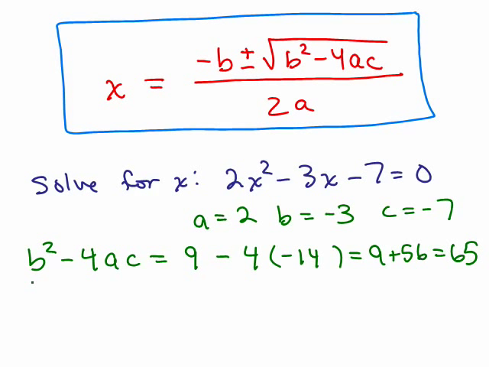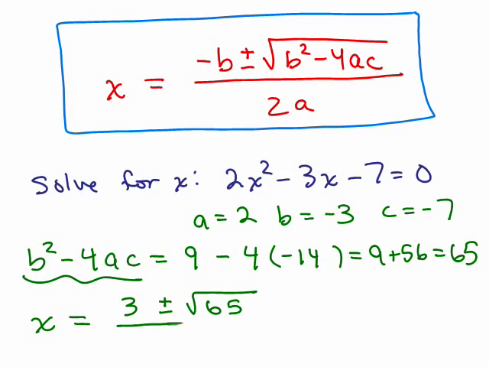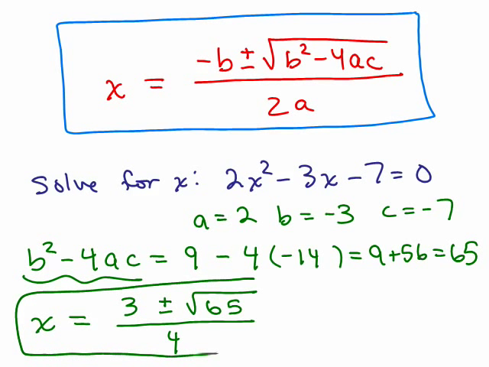All right, so when I plug in for b squared minus 4ac, I've already done that part. So now let's use the quadratic formula. It's x equals negative b, that means the opposite of b, 3, plus or minus the square root of 65, I already did the b squared minus 4ac, all over 2a, a is 2. And there you go. Two solutions: 3 plus the square root of 65 all over 4, and 3 minus the square root of 65 over 4. These are really two solutions.